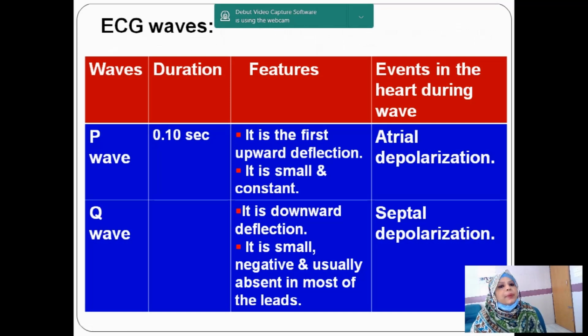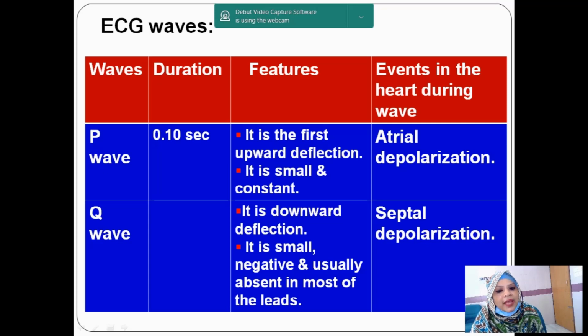Now, interpretation of ECG waves. I have taken this slide from C.C. Chatterjee. You can go through your book. Please see your book and try to remember this, and nicely memorize these things for your written exam. P wave, duration 0.10 second. Features: it is the first upward deflection. It is small and constant. Events in the heart during this wave: it always represents atrial depolarization. This is a very, very important thing for written and MCQ questions.